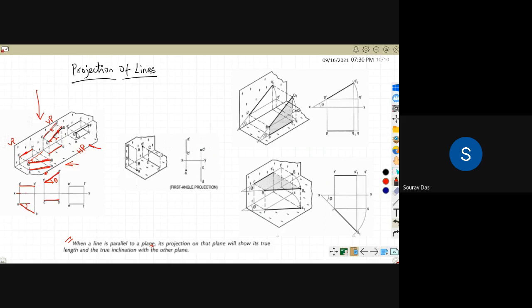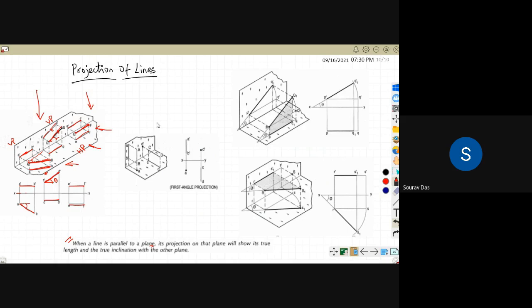And then say for the third case, when it is parallel to both the planes, from the front view, this will be the front view of the line, and this will be the top view of the line. So here the front view and the top view both will be parallel to the reference line.